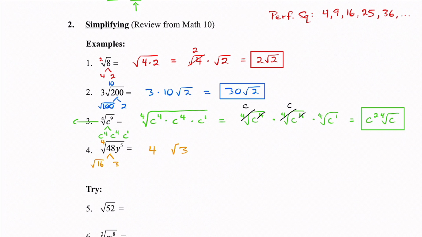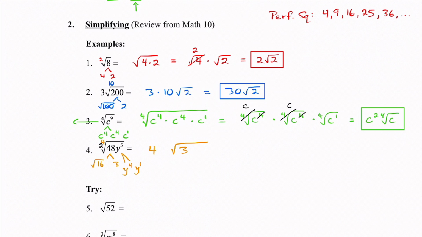I'm going to leave some space here. The y to the power of 5, I want to break that down into y to the power of 4 and y to the power of 1. Now I chose y to the power of 4 because I know 4 is divisible by what the index is, and the index here is a 2. A lot of the time, if it's a 2, they just don't bother writing it. It's just kind of hidden there.